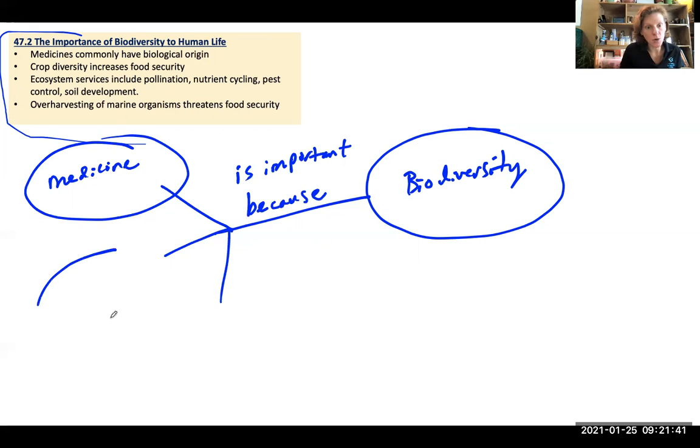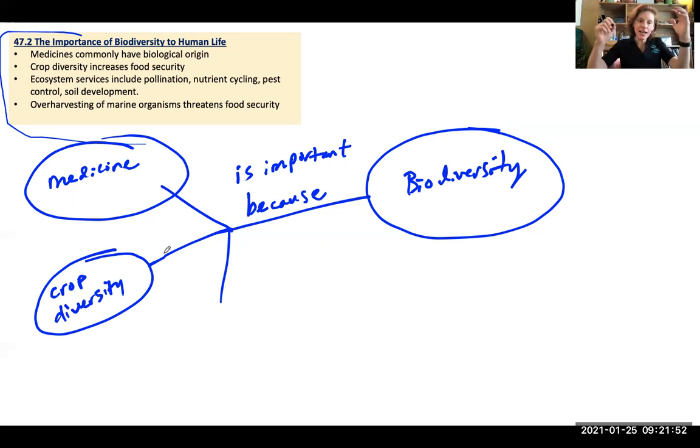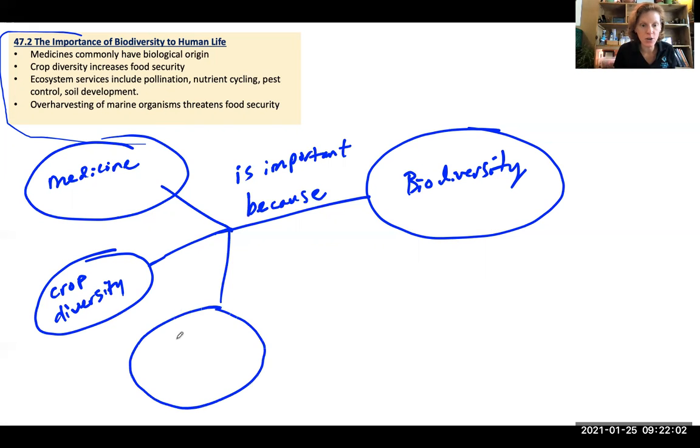You could do crop diversity, which is basically food security. The more biodiversity we have, the less likely we are going to experience a plague that comes through and attacks the one variety of bananas that we have, and now we have no bananas. And then you might say over here, ecosystem services.